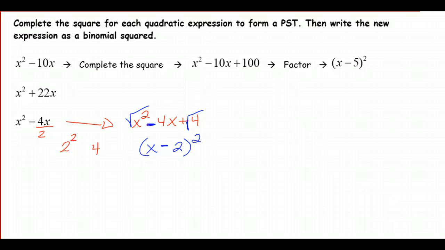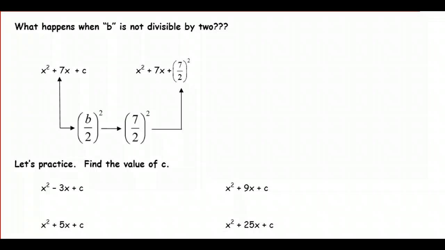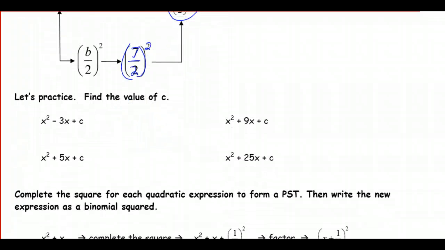Let's take a look at what happens when our b value is not divisible by 2. So in this example here, notice that our b value is 7, and we take 7 just like we would take any of our other b values, divide it by 2, and then we square it. Now when we're dealing with numbers that aren't divisible by 2, it's best to not calculate the value. Just leave it written as 7 over 2 squared, and this will help later when factoring. So let's look at what that means.